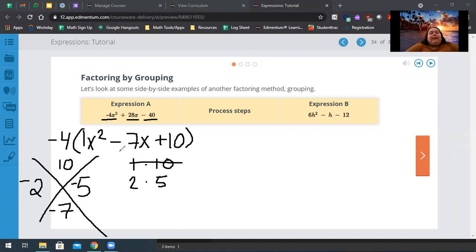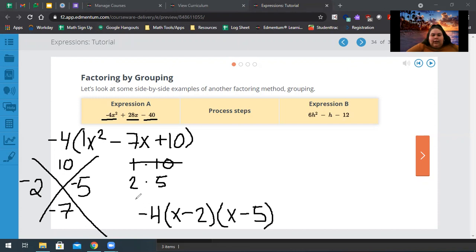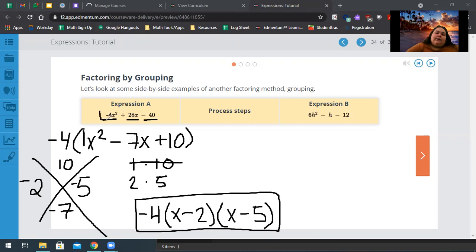So now that we have it, I can rewrite the inside of this parentheses as I still have this negative 4 at the bottom. So this is negative 4 times x minus 2. So when it is a negative, you just represent it as a minus. And then this is x minus 5. And we're done. If you were to use the banana method and then multiply the negative 4, you would get back up to here.